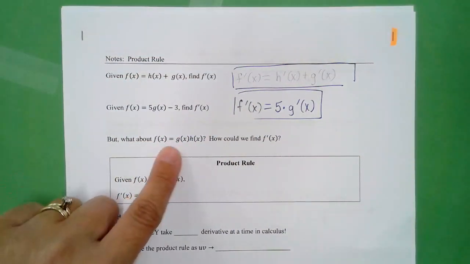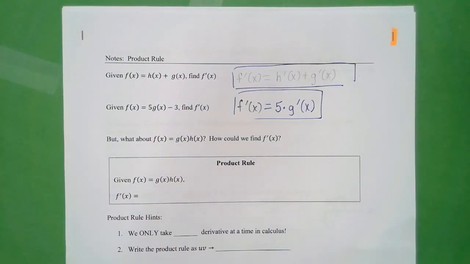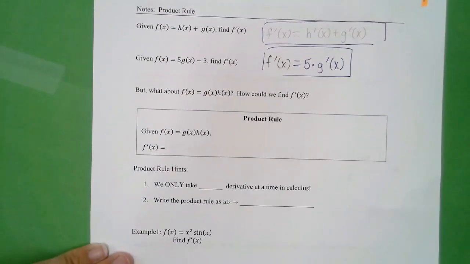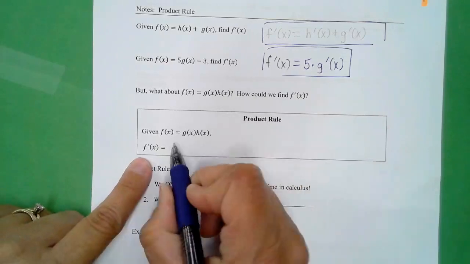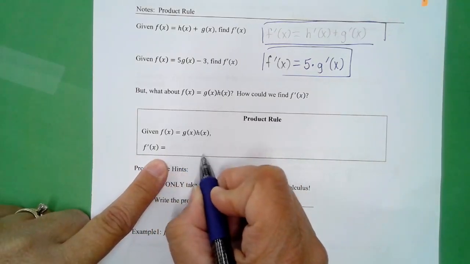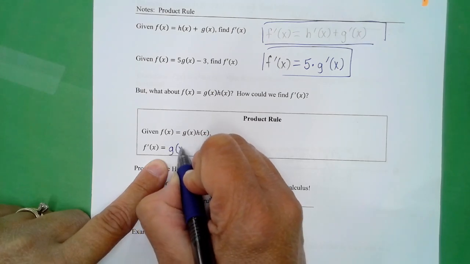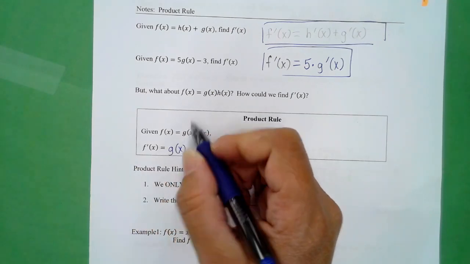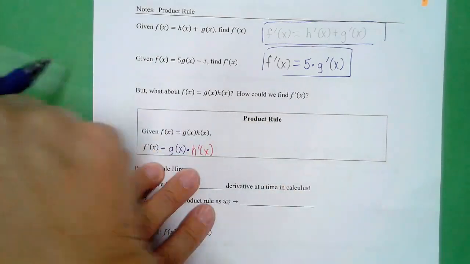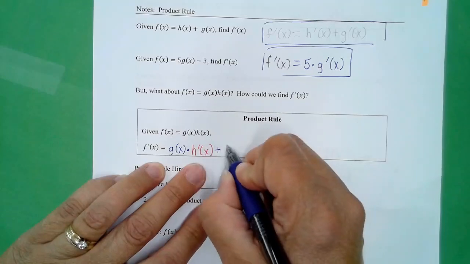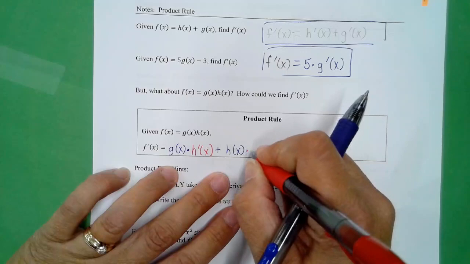So as a warm-up, there are 2 review derivatives. But what happens when we have a product? G of x times h of x. How do we find f prime of x? So according to our textbook, our product rule, I'm going to write it a couple different ways. If you're given function notation, the rule is you're going to do the first one, as is, times the derivative of the second one. And then to that, you're going to add the second function, as is, times the derivative of the first.